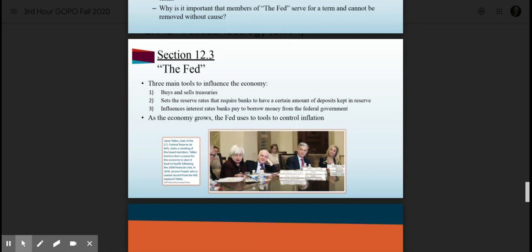And like I said before, they not only influence the interest rates we get, but they also influence what are known as discount rates, which are the interest rates that banks have to pay if they want to borrow money from the Fed.